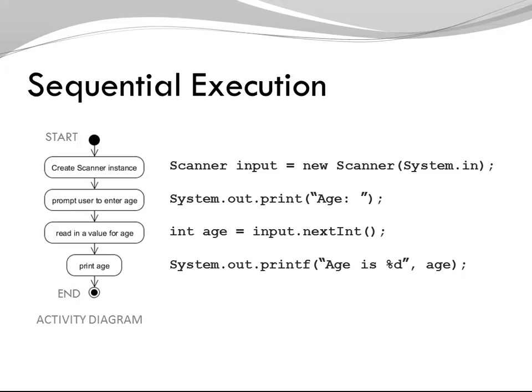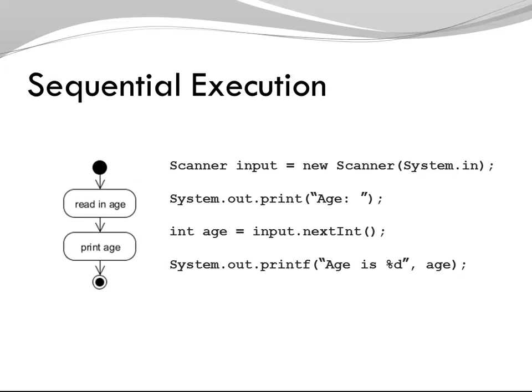At this point, each of my actions corresponds one-to-one to one of my code statements. This is typically not the case. More often, you see actions that correspond to a number of code statements. Like here, I might say read in age, and I assume that it is clear that we need a Scanner, that we need a prompt, and that we need to read the actual integer. Now here, my next one, print age, corresponds to one statement.